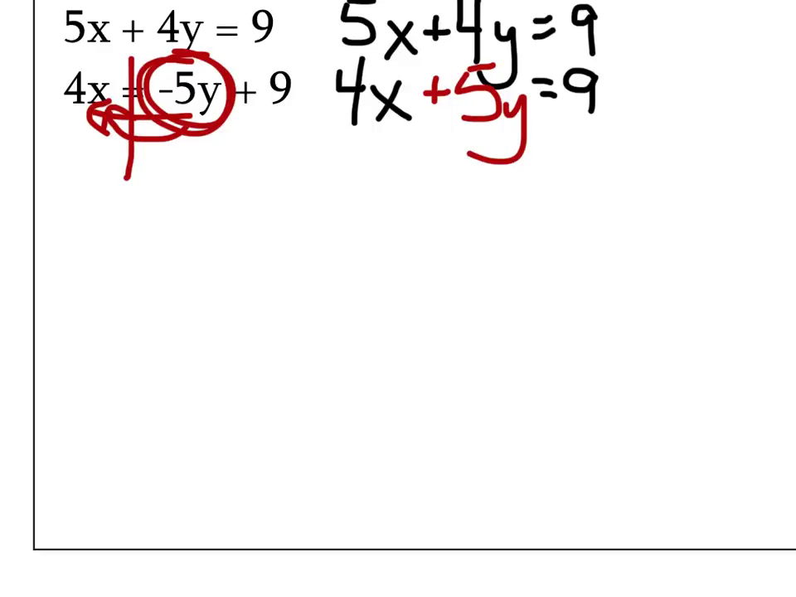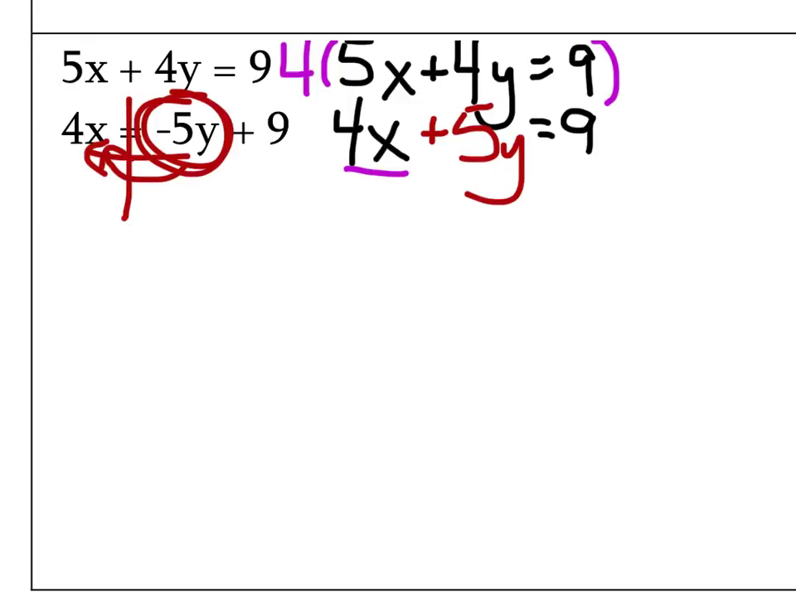So what we're going to do is we're going to look at this top equation, 5x plus 4y equals 9, and we're going to multiply everything by the coefficient of x in the bottom equation, which is 4. All right, so since we have that, let's go ahead and look at the second one. Well, we're going to multiply this equation by the coefficient of x in the top equation, which is 5.